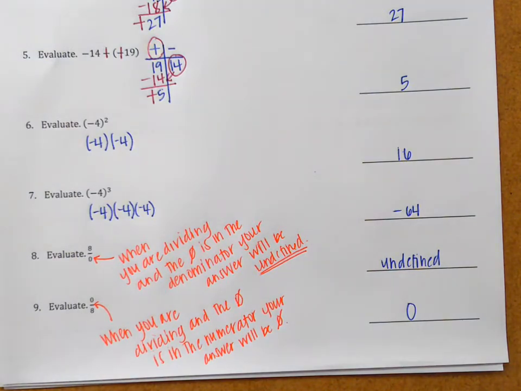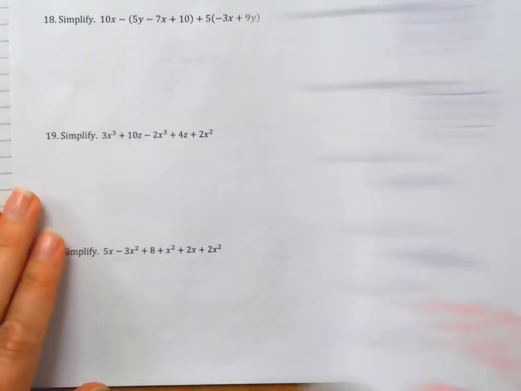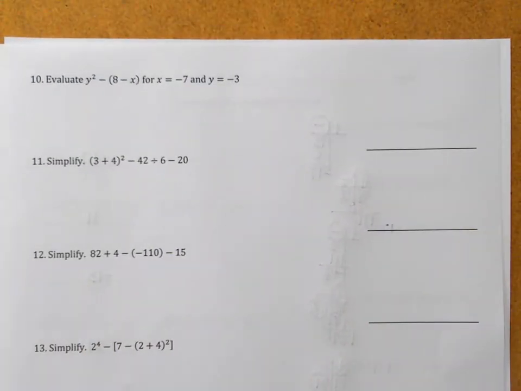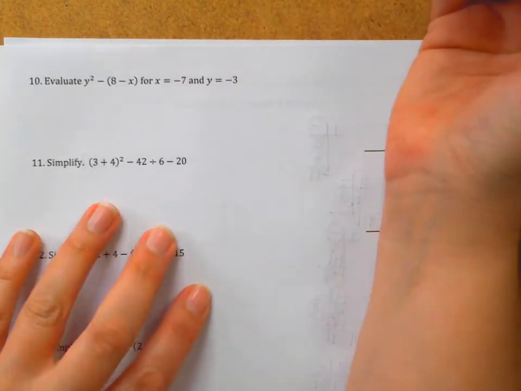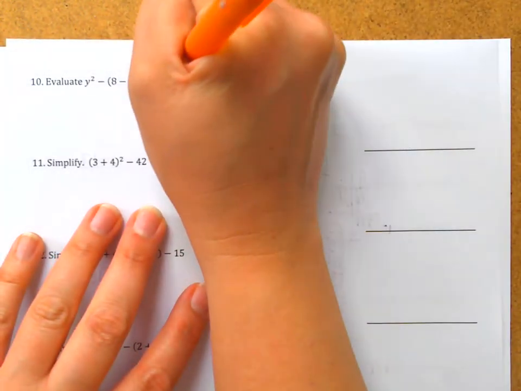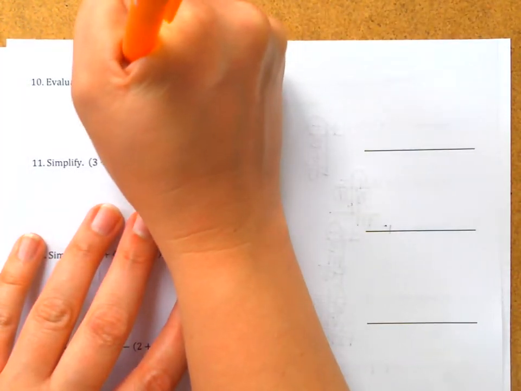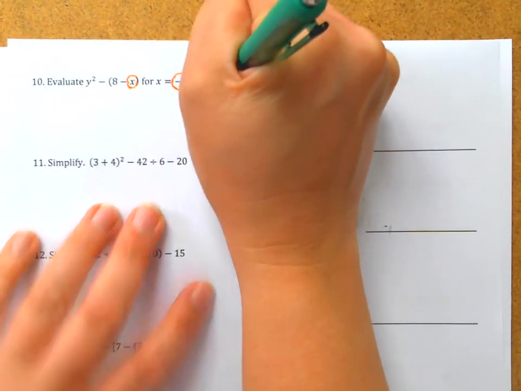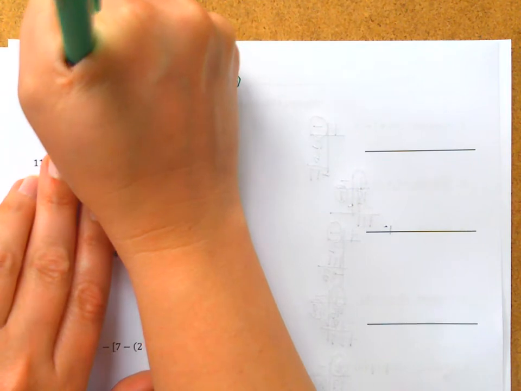Okay, let's continue on to number 10. Number 10 says evaluate y squared minus the quantity of 8 minus x when x is equal to negative 7 and y is equal to negative 3. So the first thing I'm going to do is substitution. I know that x is equal to negative 7, so wherever there's an x, I'm going to plug in negative 7. And y is equal to negative 3, so wherever there's a y, I'm going to plug in negative 3.